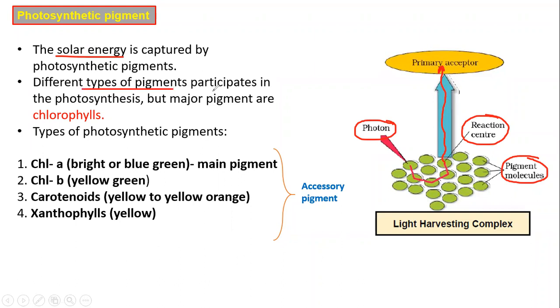Different types of pigments participate in photosynthesis, but the major pigment is the chlorophyll molecule. And we have studied the types of photosynthetic pigments.